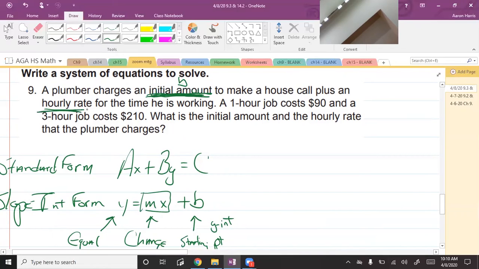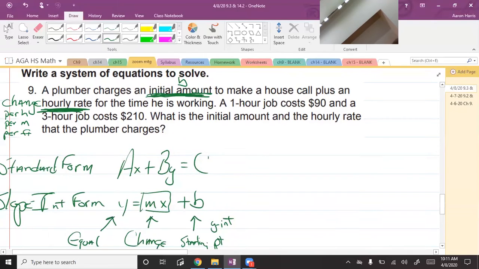hourly rate. Now remember what we said, that's the change, okay? Anytime you hear that per hour, per mile, per feet, that's your change, okay?